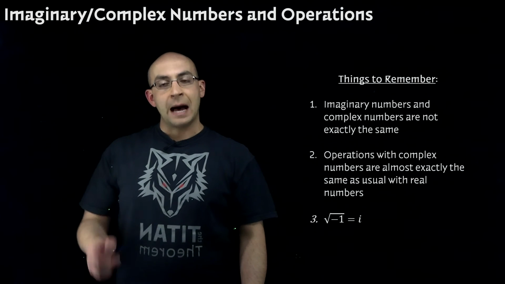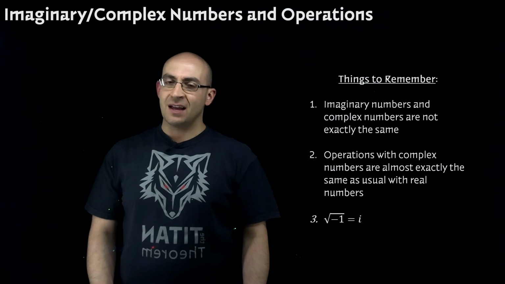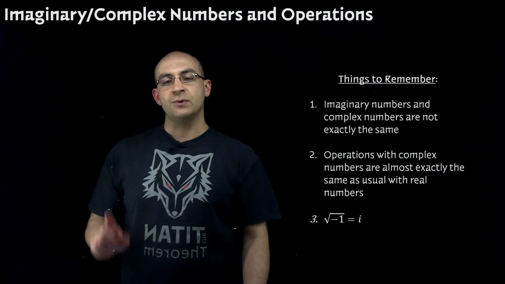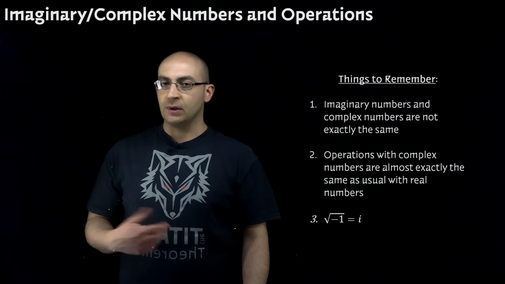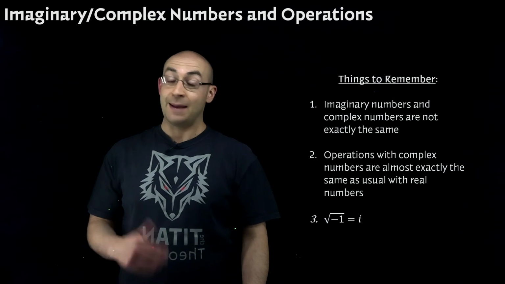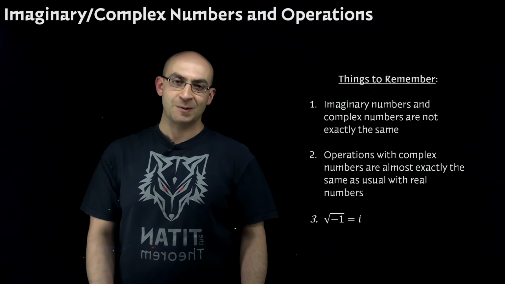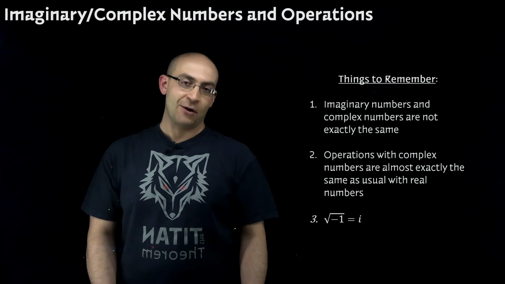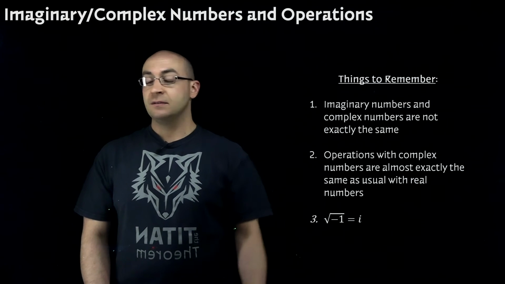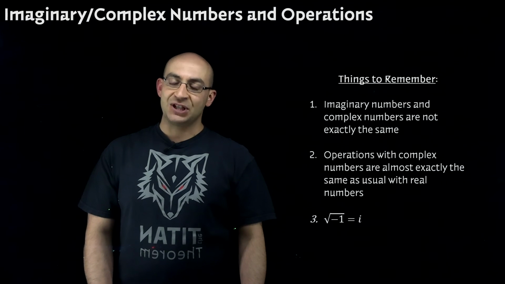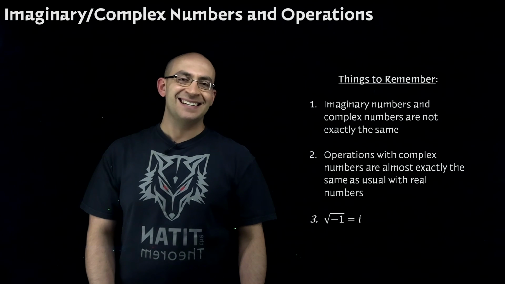Number 2, operations with complex numbers are just like handling with variables. We're going to combine like terms and utilize what we know of just basic operations and basic arithmetic. Add the things that are supposed to go together. Don't add the things that aren't. And then number 3, this is a huge idea. The square root of negative 1 is i.